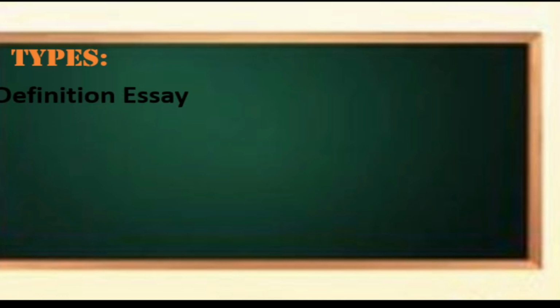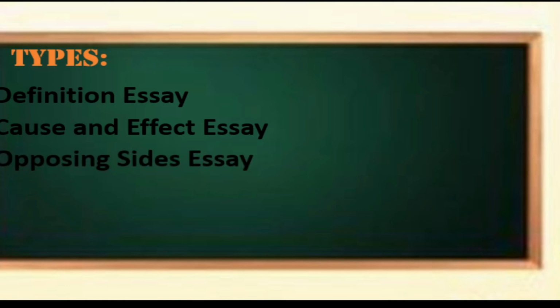There are several types of informative writing. We have definition essay, which provides detailed explanation of an idea. We also have cause and effect essay. This explains the connection or link of two or more events. The third one is opposing sides essay. In this essay, all sides of an issue are presented. Lastly, process essay. It gives a step-by-step explanation on how something works or how to do something.